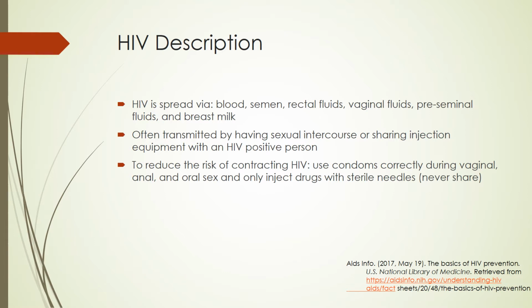Mucous membranes are found inside the rectum, vagina, and opening of the penis and the mouth. HIV is primarily spread by having anal or vaginal sex with someone who has HIV without using a condom or taking medicines to prevent or treat HIV. Sharing injection drug equipment, such as needles, with someone who has HIV is often another way that it is spread.